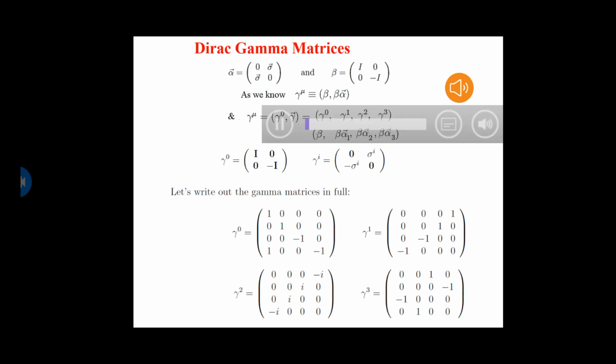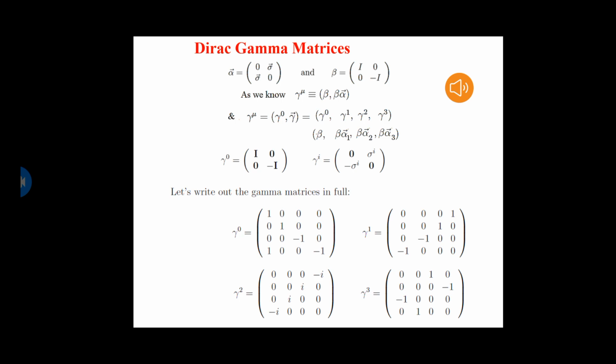Next is Dirac gamma matrices. Alpha is equal to 0, sigma, sigma, 0, and beta is equal to I 0 0 minus I. As we know that gamma mu is equal to beta and beta alpha, and gamma mu is equal to gamma naught, gamma 1, gamma 2, gamma 3, which is equal to beta, beta alpha 1, beta alpha 2, beta alpha 3. So gamma naught is equal to I 0 0 minus I, and gamma I is equal to 0 sigma I, minus sigma I, 0.